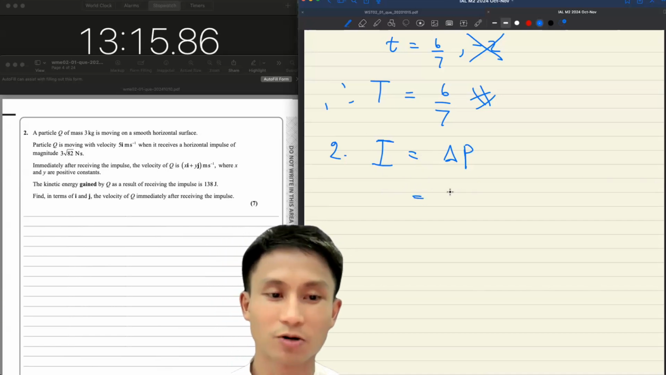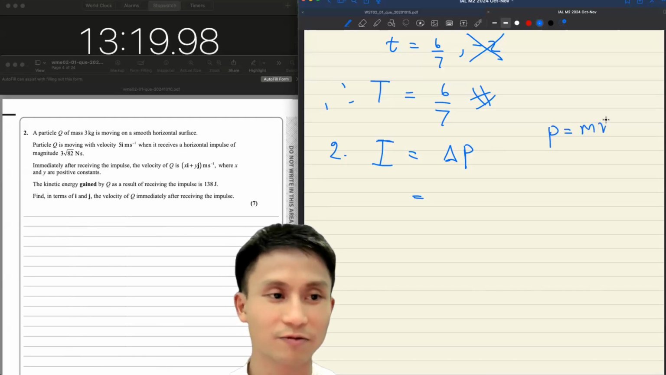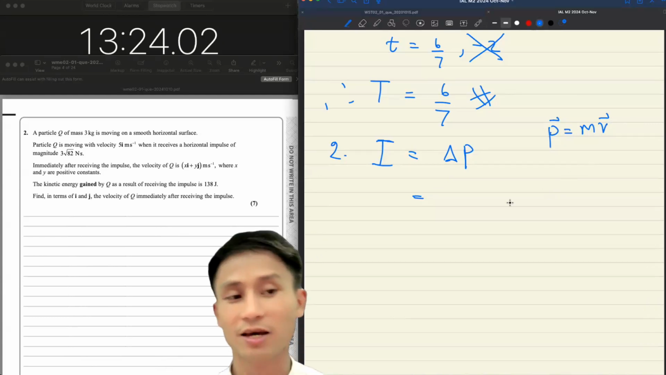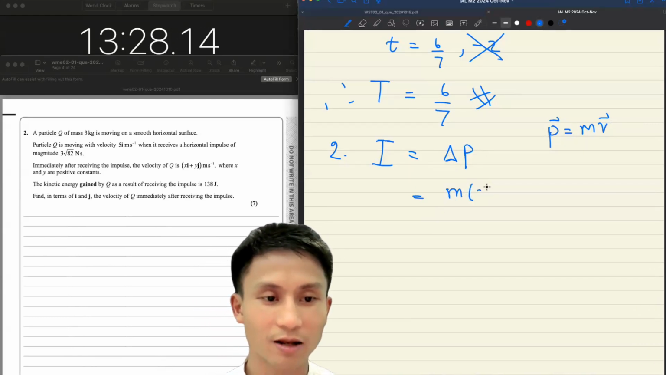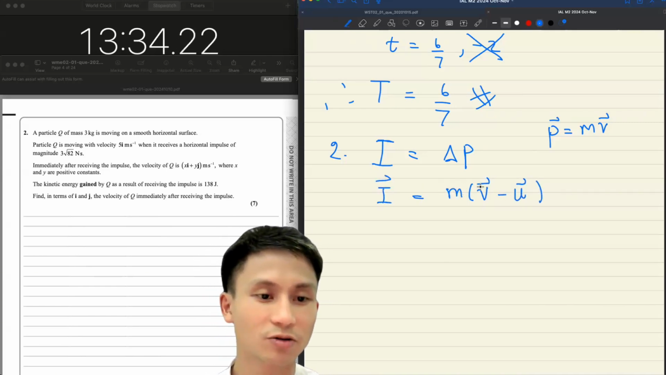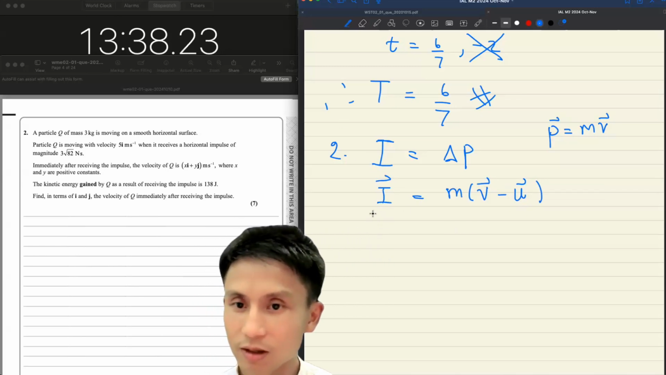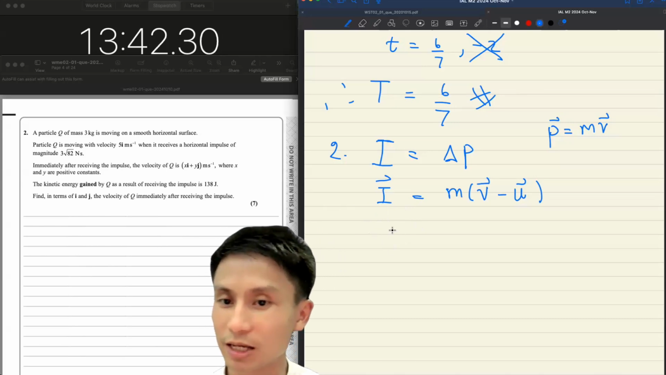So an impulse itself, momentum is mass times velocity. Okay, and P and V here are vectors. So if you do delta P, that would be m and then the final velocity minus the initial velocity in vectors. So I is a vector here, impulse, v and u are also vectors, right? But the magnitude of impulse is given to be that, so we need to plug in here.